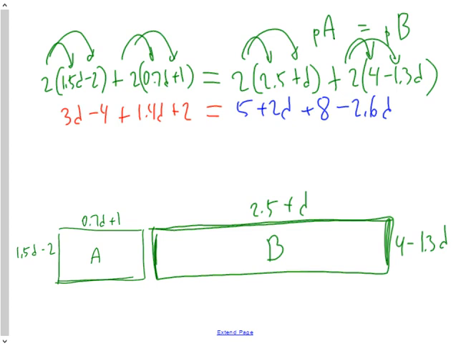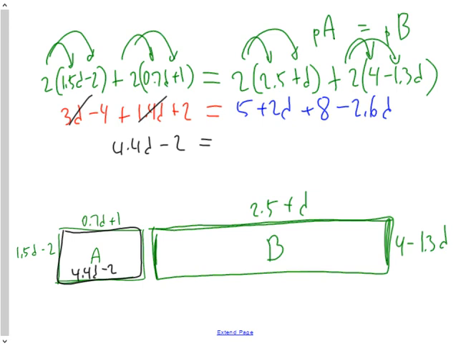Now if I look at the red side, I notice that it's a polynomial with 4 terms, but there are terms that are like terms, so I can actually add those together. So the 3d and the 1.4d become 4.4d. The negative 4 and the positive 2 become a negative 2. So that left-hand side's perimeter is 4.4d minus 2, that's the distance around this whole rectangle.